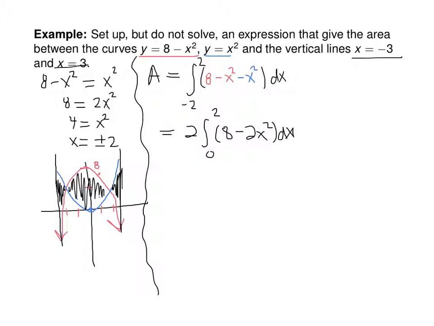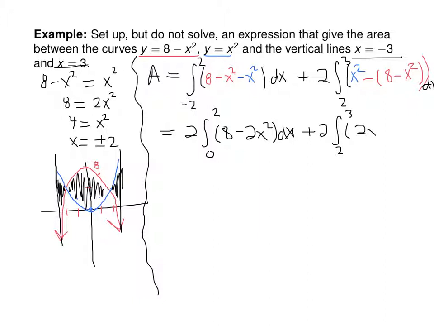Now for those little tail ends. The tail end on the left has the same area as the tail end on the right. So we are going to do twice the integral from 2 to 3. And for that particular portion, the blue curve is above, so we'll have x squared minus the quantity 8 minus x squared. And be very careful you actually insert your parentheses there because that negative needs to distribute. So you take away the whole quantity. So plus twice the integral from 2 to 3. When we distribute the negative and combine like terms, we're going to get 2x squared minus 8 dx.